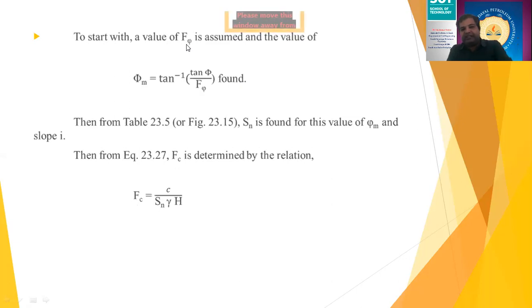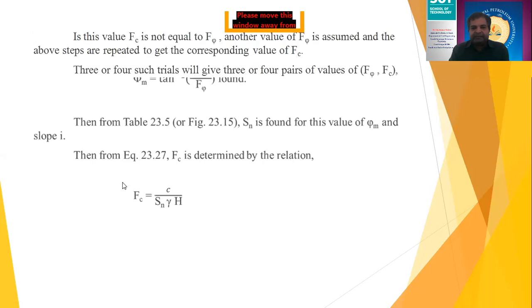Based upon that, you will get the value of phi m. From phi m, you will get the value of Sn. From this Sn value, you will get Fc. So for one value of F phi, you will get one value of Fc. Similarly, you can take a number of trials and you can plot this particular curve between Fc and F phi. You will get this particular curve, right?